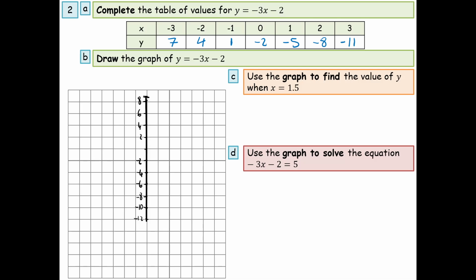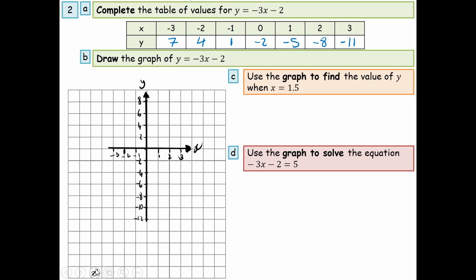Label that y. And then the x. Just do it once because there's enough space. And let's plot the points.